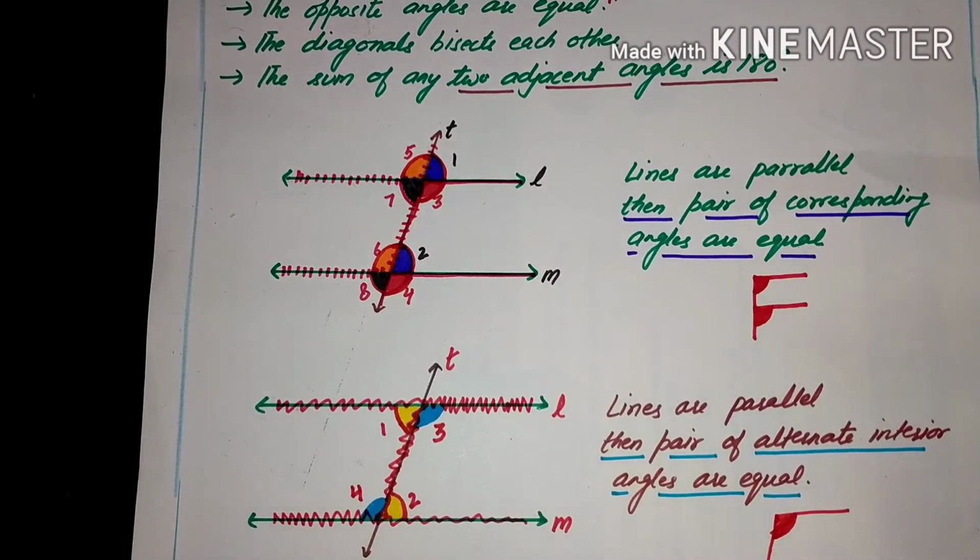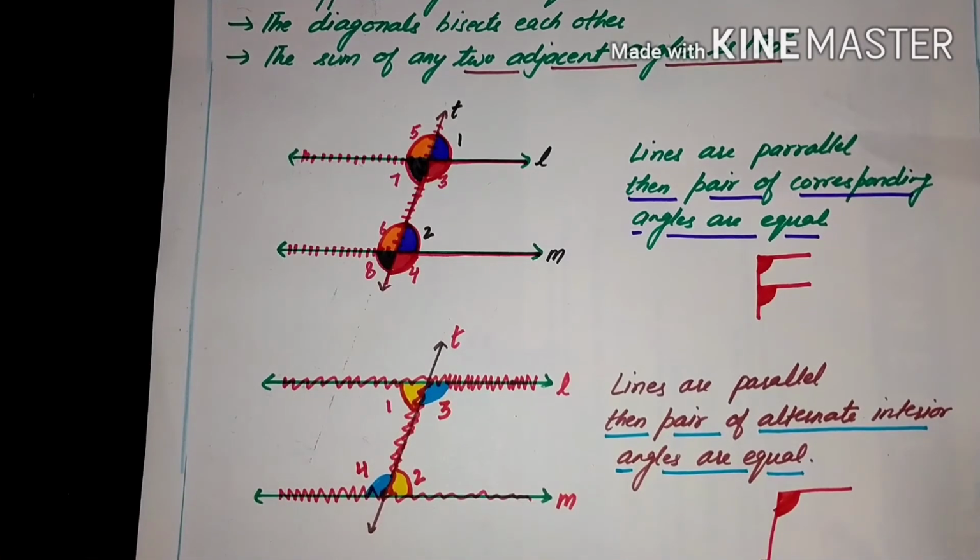Why they are alternate interior? Because they are in the alternate direction and in the interior of the lines. So these are also equal. So this is the main thing which we will use in the sums also.